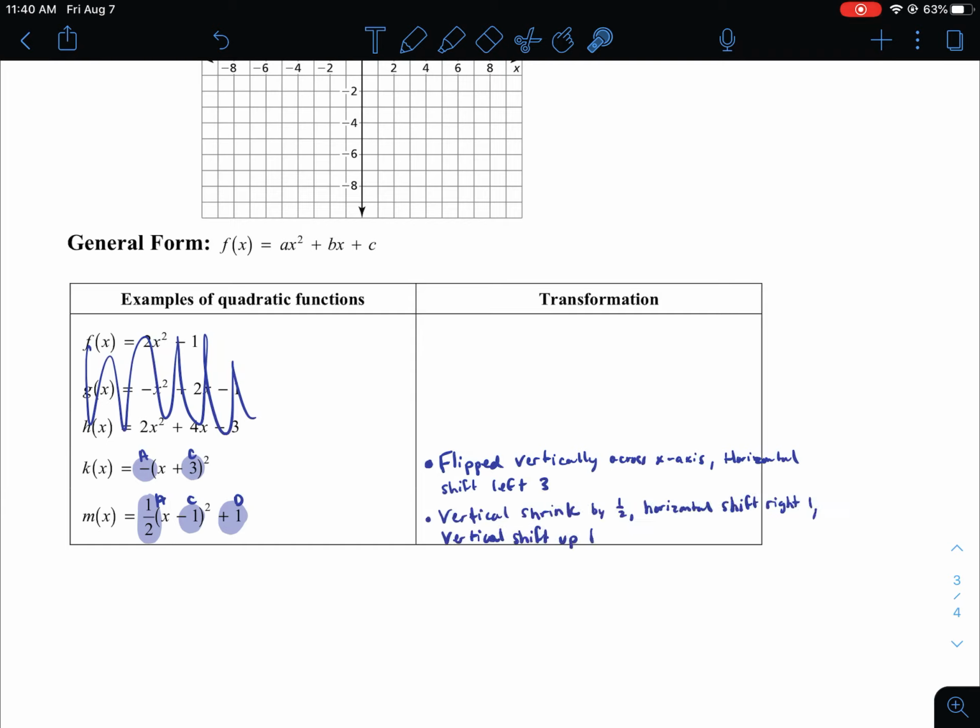So vertical shrink, shifting right 1, and then shifting up 1 for the outside. And you can plug that in and verify that as well.